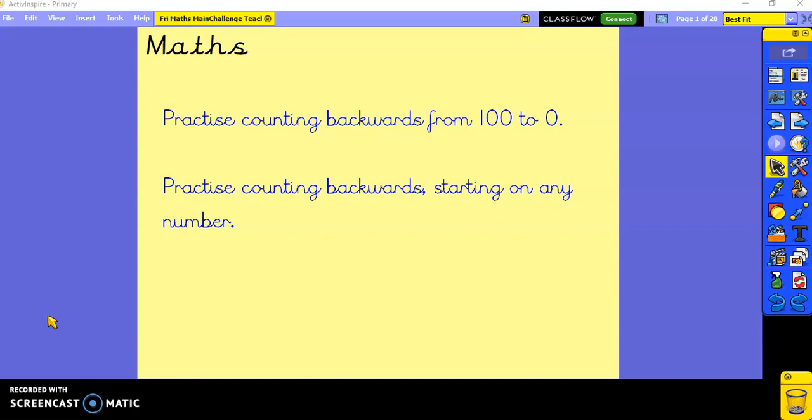So we're going to start off with a warm-up today, which is counting backwards again, which is going to be really useful for today's maths lesson. So practice counting backwards from 100 to 0. So pause your video now.